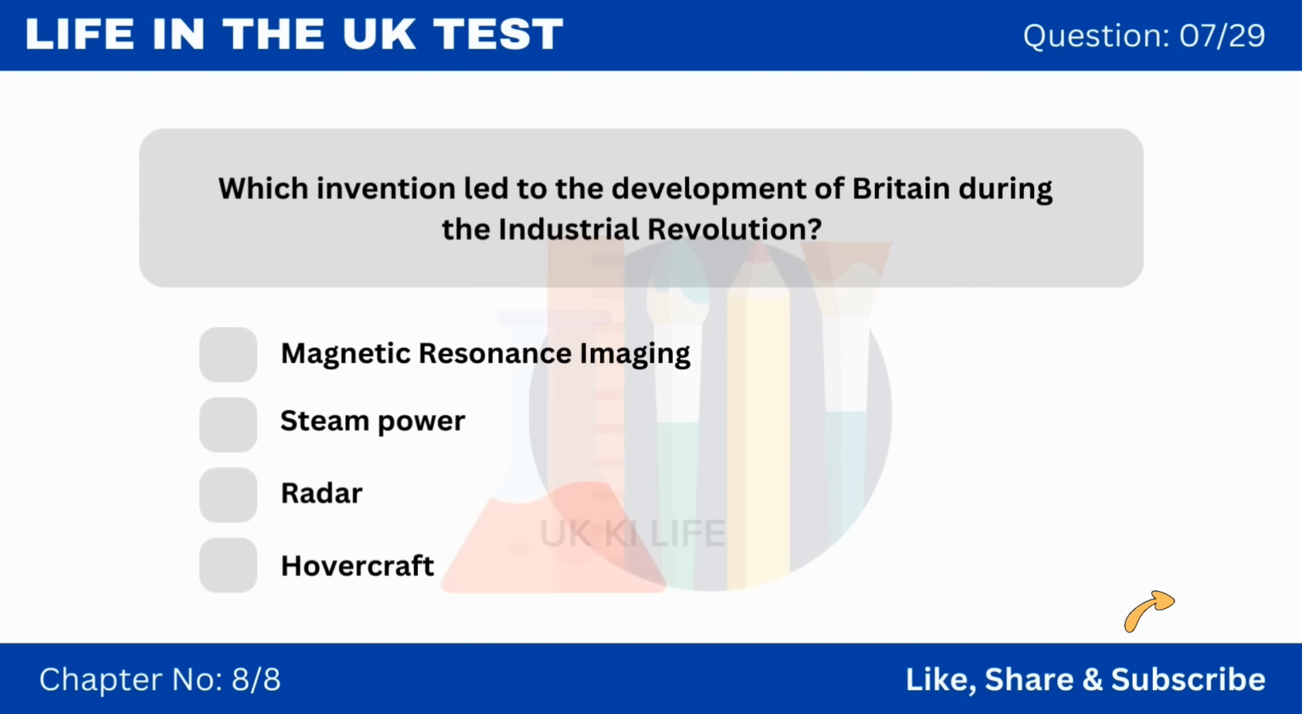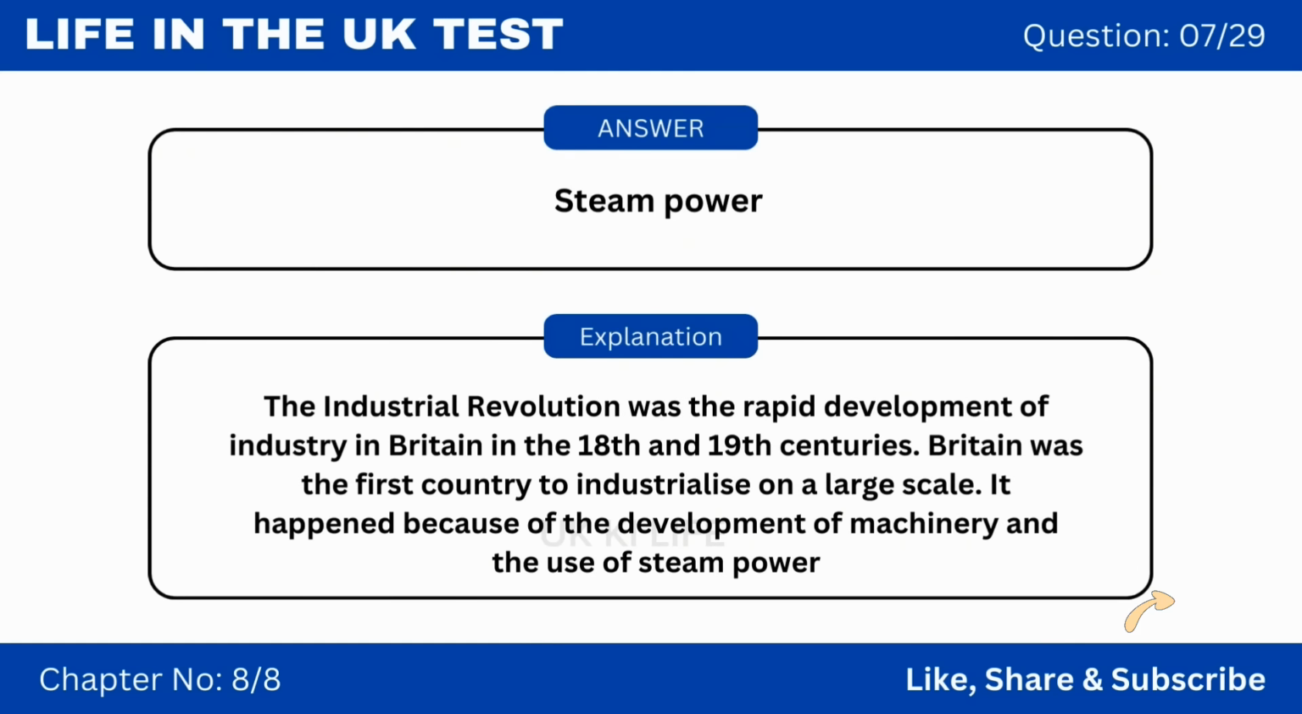The correct option is B. Explanation. The Industrial Revolution was the rapid development of industry in Britain in the 18th and 19th centuries. Britain was the first country to industrialize on a large scale. It happened because of the development of machinery and the use of steam power.